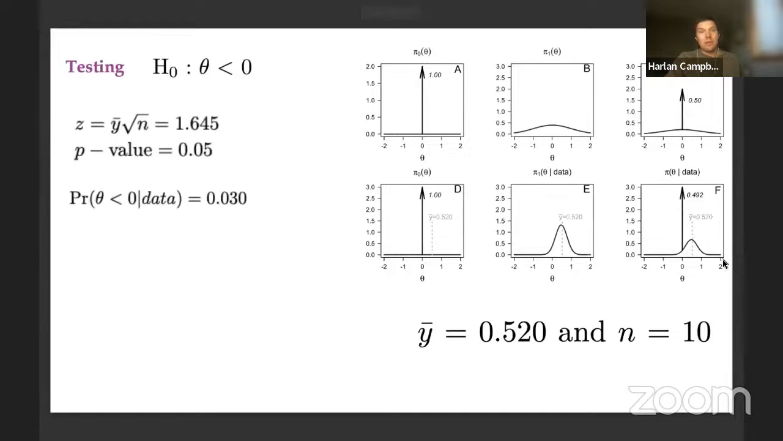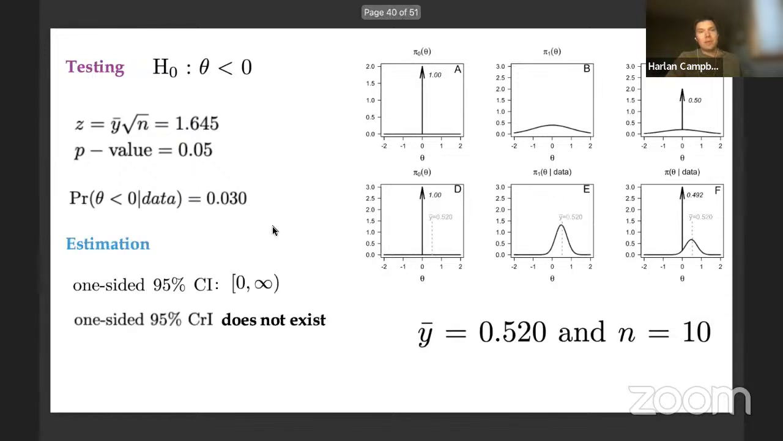And because of that, when you get to testing here, just like in the earlier example, the p-value here is 0.05, as we expect, and the corresponding Bayesian value is 0.03, so that's not too far off 0.05. Here, when it comes to estimation, things are a little stranger. The confidence interval, of course, starts at 0, but the 95% credible interval doesn't exist. Just like in the coin flip example, you can't quite find an interval that has exactly 95% posterior weight.